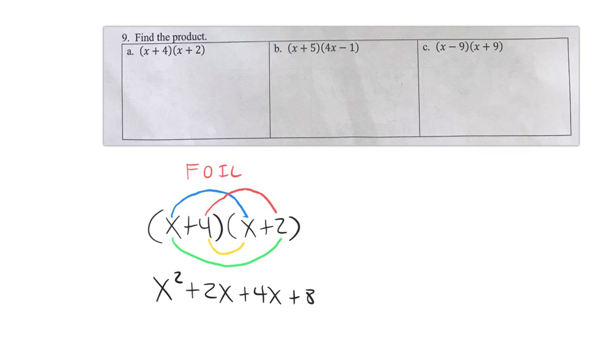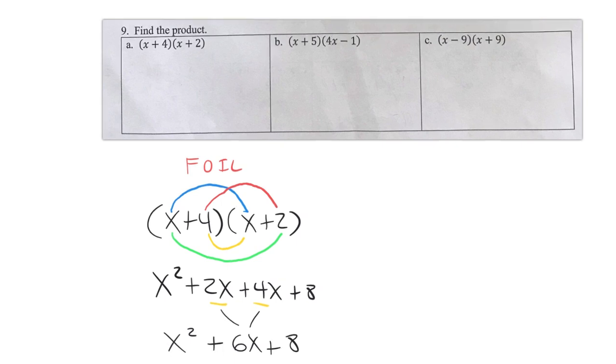Now, in a way, we're kind of done. However, we have 2 like terms here in the middle, and that's very often going to be the case. And you must combine like terms. So 2x plus 4x is equal to 6x. So at the end of the day, we're going to have x squared plus 6x plus 8.